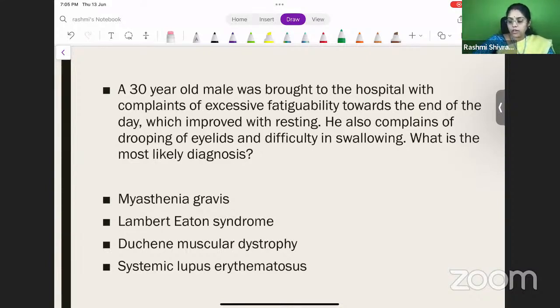So one of you can answer this question. What is the answer for this question? It's not Duchenne muscular dystrophy because it usually presents in childhood, and by the time he's 30 years old, he must be severely disabled, in a wheelchair, or the life expectancy is also not that great. If it was systemic lupus erythematosus, the main presenting features would be joint pain, rash, and all those things, which they have not mentioned in this question. They're basically talking about a muscular or neuromuscular junction disorder. So it can be either myasthenia gravis or Lambert-Eaton syndrome.